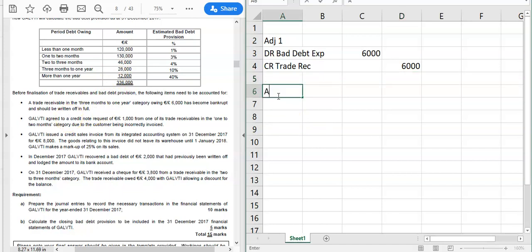Adjustment 2. You agreed a credit note request for 1,000 of its receivables in the 1 to 2 months category. A credit note essentially means you're writing it down, giving them a note for some of the revenue. That will be debit revenue, because you're reducing your revenue by issuing a credit note, and credit trade receivables. So nice simple journals, but get each of those marks, because every journal is worth marks. There's 10 marks going for those journals, so slot them in as you go along.